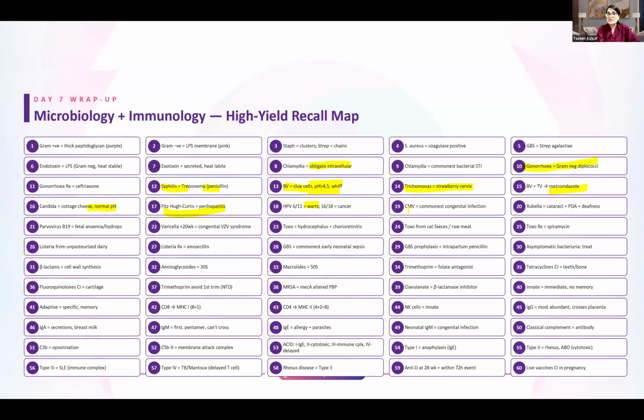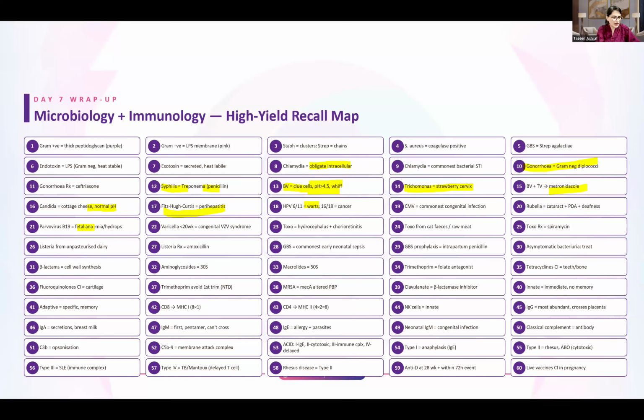Cytomegalovirus is the commonest congenital infection. So if they ask which one is the commonest congenital infection, that is cytomegalovirus, which we have to remember. Rubella causes cataract, patent ductus arteriosus, and deafness. Parvovirus causes fetal anemia.